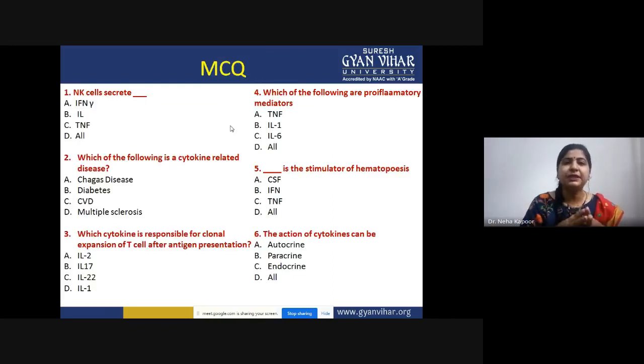That is all for today. These are a few MCQs pertaining to this lecture: what are cytokines, how they mediate regulation, what kind of cytokines are released by different cell types, some pro-inflammatory mediators, how they trigger the process, what their actions are, whether autocrine, paracrine or endocrine, what kind of cytokine activates the hematopoietic stem cells, how many types of cytokine related diseases there are, and how they can be used for therapeutic purposes.